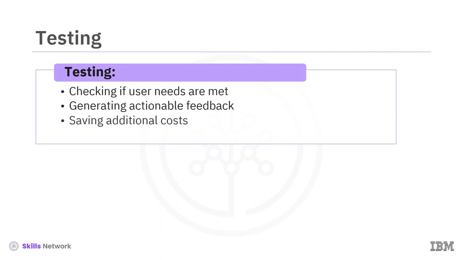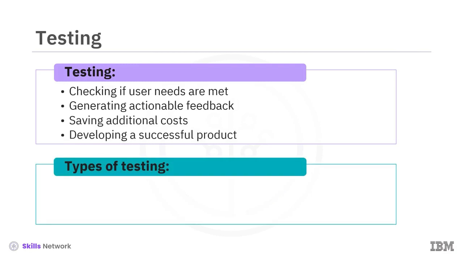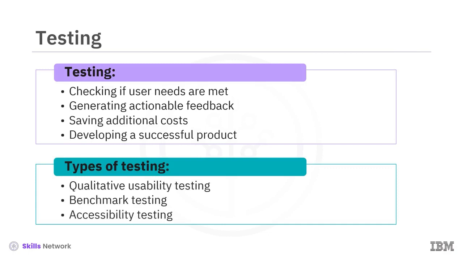This will help save additional costs and develop a successful product. There are 3 types of testing that UX designers perform: qualitative usability testing, benchmark testing, and accessibility testing. Qualitative usability testing aims to collect detailed and direct feedback about the product from the users. Benchmark testing aims to evaluate a product's progress over a period. For example, testing the progress through different iterations of a prototype. Accessibility testing aims to identify and remove barriers that users face when interacting with a product.